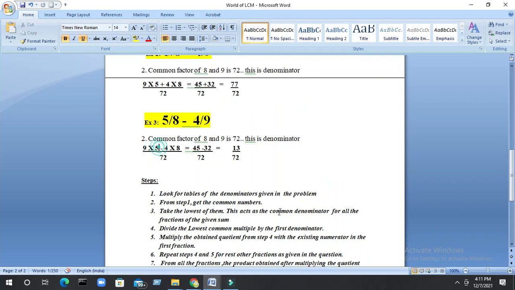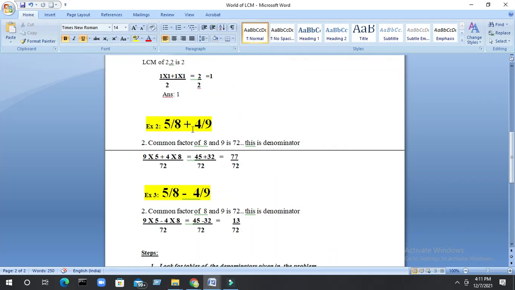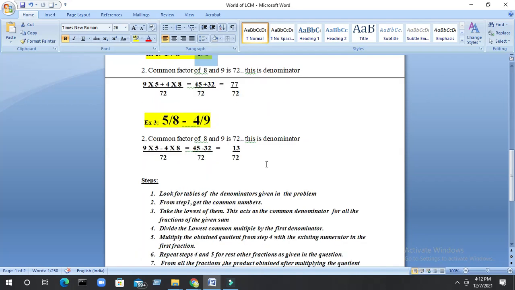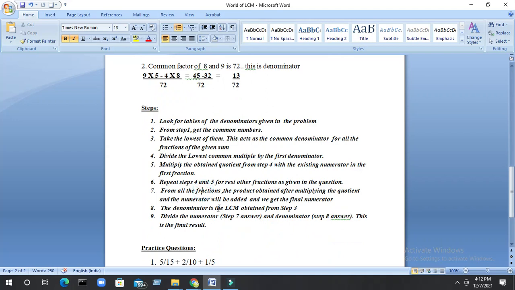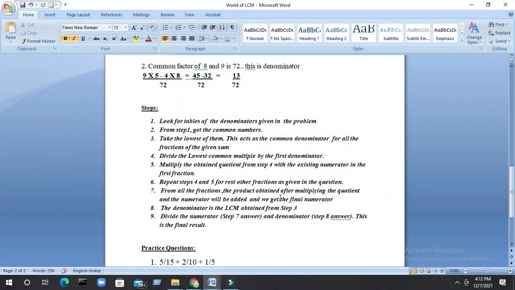Then repeat step 5 for the rest of the fractions as given in the question. What is the rest of the fraction given? It is 4 by 9. So repeat the same step. LCM we got as 72, divided by 9, you get the answer as 8. 8 into 4 is your 32. Next, the denominator is the LCM obtained in step 3, and from all the fractions, as we see in step 7, the products obtained after multiplying the quotient and the numerator will be added together from all the fractions.